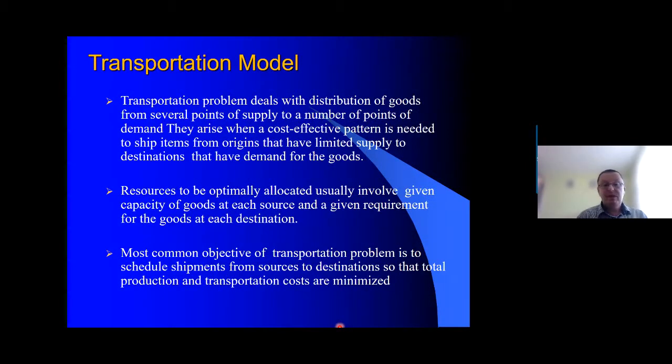So the transportation problem deals with distribution of goods from several points of supply to a number of points of demand, and they arise when we need to ship items cost-effectively from origins that have limited supply to destinations that have demands for the goods. We don't have equality between request and availability, and we want to perform cost-effective delivery with minimal cost or minimal time, which could also be important. Resources to be optimally allocated usually involve a given capacity of goods at each source and given requirements for the goods at each destination. The most common objective of a transportation problem is to schedule shipments from sources to destinations so that total production and transportation costs are minimized.